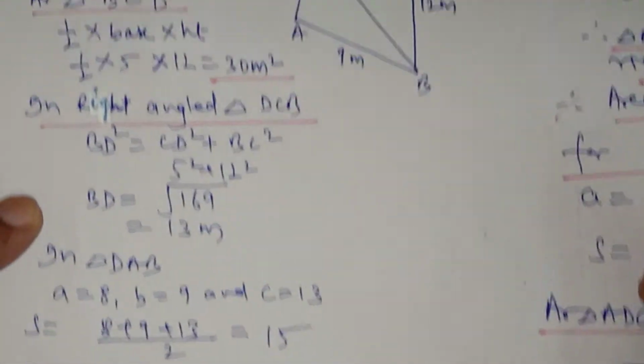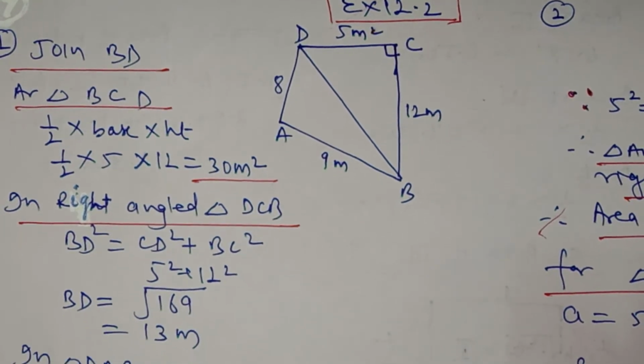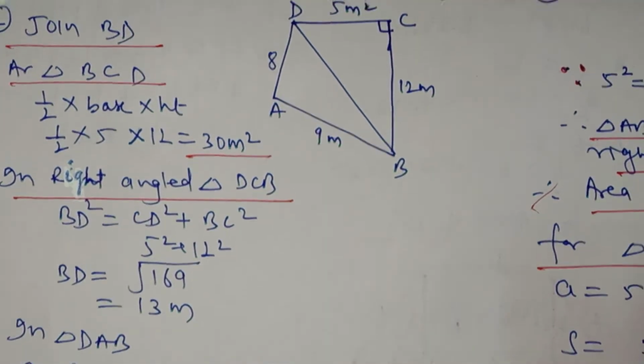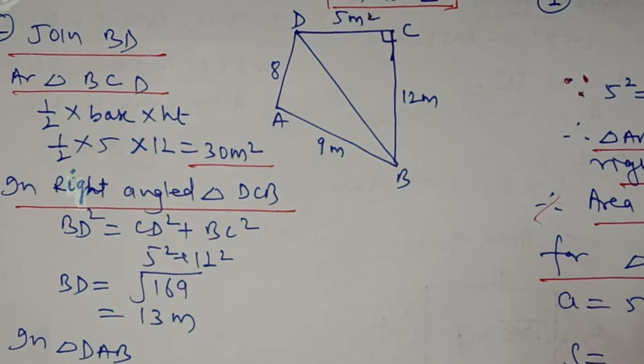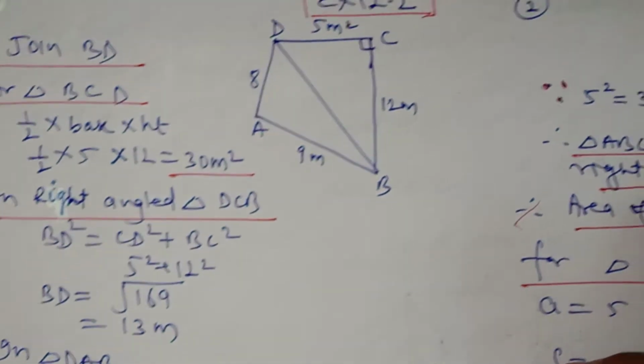So this is question number 1. We joined this diagonal BD so that the quadrilateral can be divided into two triangles, because you can easily find the area of a triangle either using Heron's formula or by half base into height.